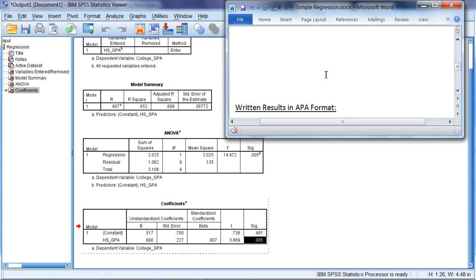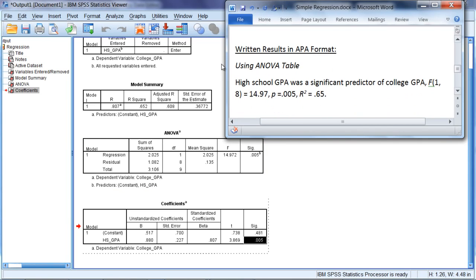Next, we'll write our results in APA format, and we can write the results using either the ANOVA table or the coefficients table. As you recall, both tables provided the information necessary to determine whether or not high school GPA was a significant predictor of college GPA. So here, for the ANOVA table, we could report the results as follows. High school GPA was a significant predictor of college GPA.